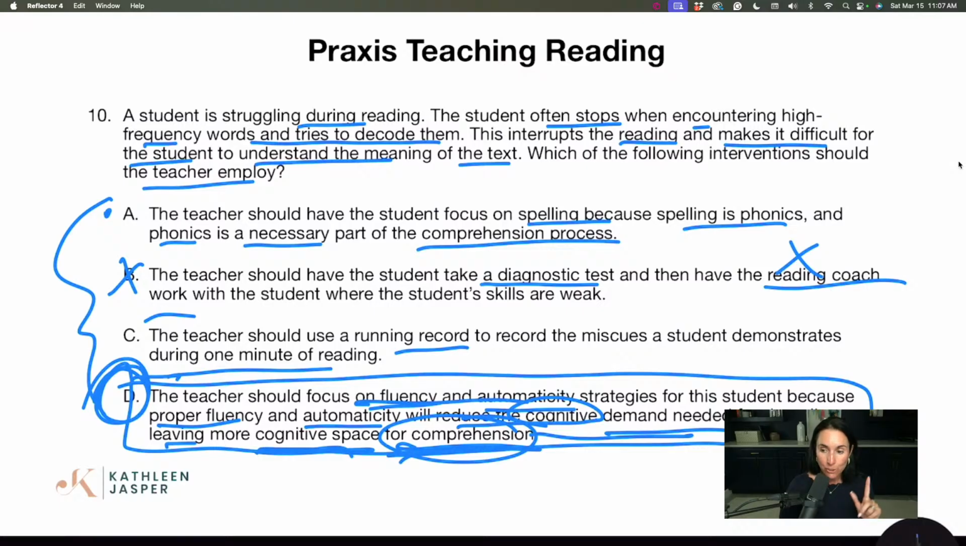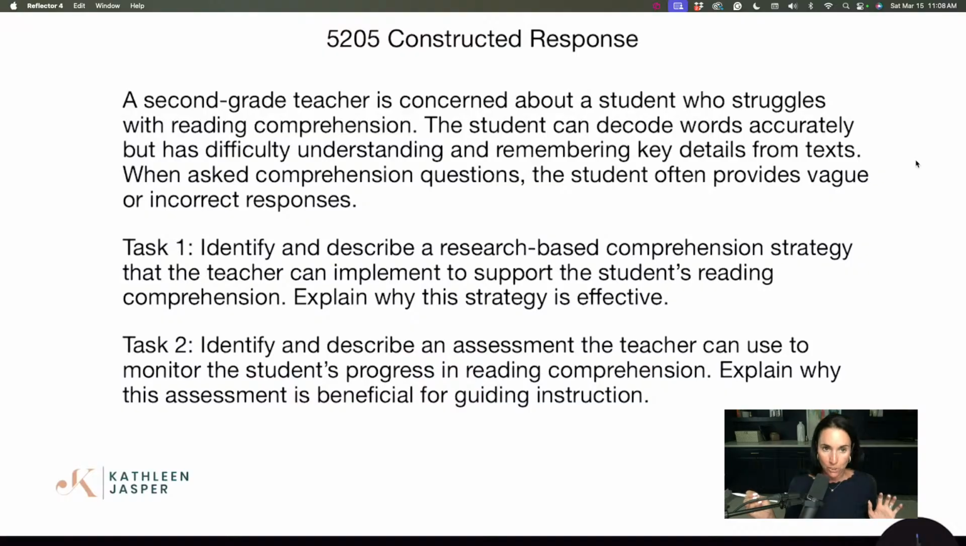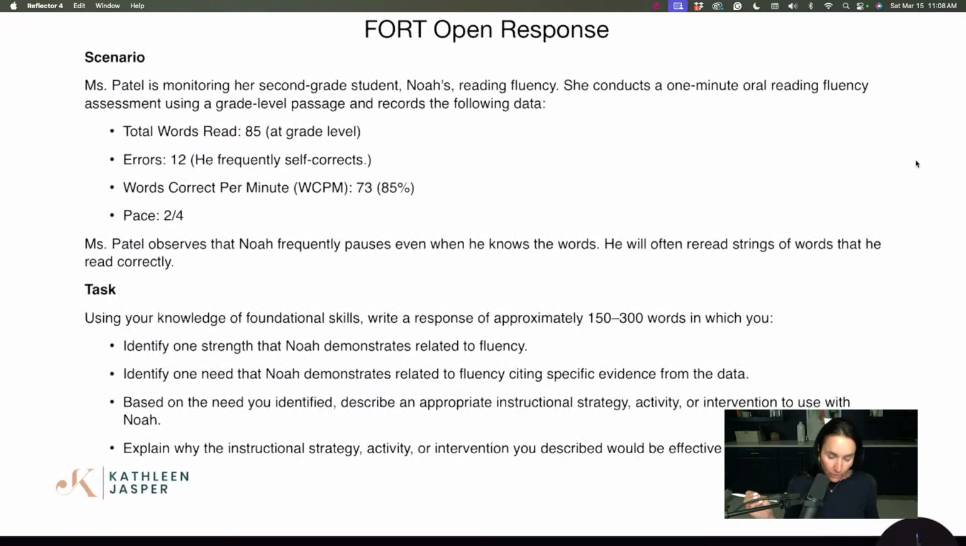All right. Let me show you what's going on with the open responses. Okay. So we're done with the multiple choice. I'm going to move to the open response here. I went a little slow on the multiple choice because I want you to absorb the information and apply it now to this. We're going to start with the foundations of reading open response, but I'm also going to do a constructed response for teaching reading. They're structured a little differently.